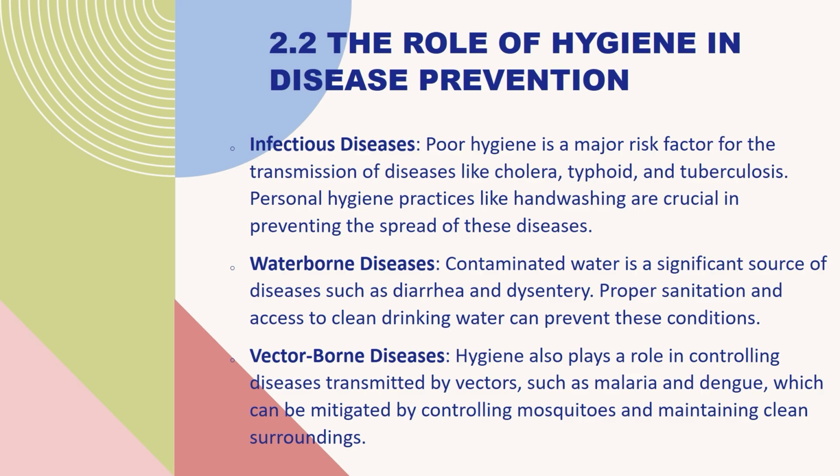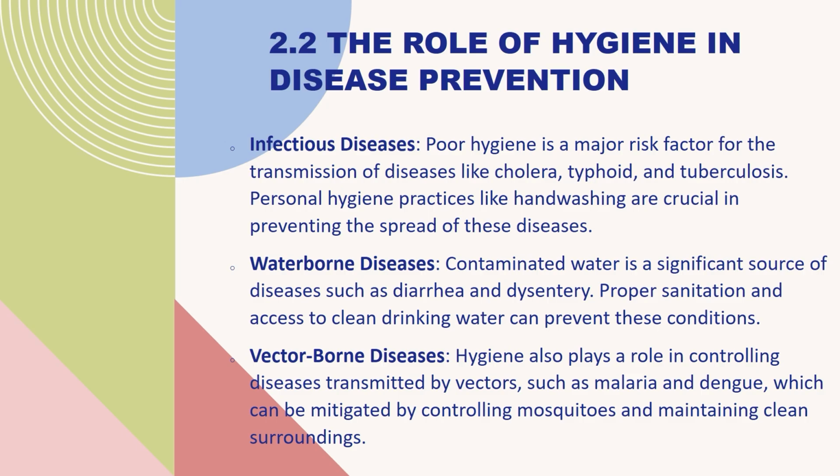Diseases include infectious disease, waterborne disease, and vector-borne disease. First of all, we discuss infectious disease. Poor hygiene is a major risk factor for the transmission of diseases like cholera, typhoid, and tuberculosis. Personal hygiene practices like handwashing are crucial in preventing the spread of these diseases.